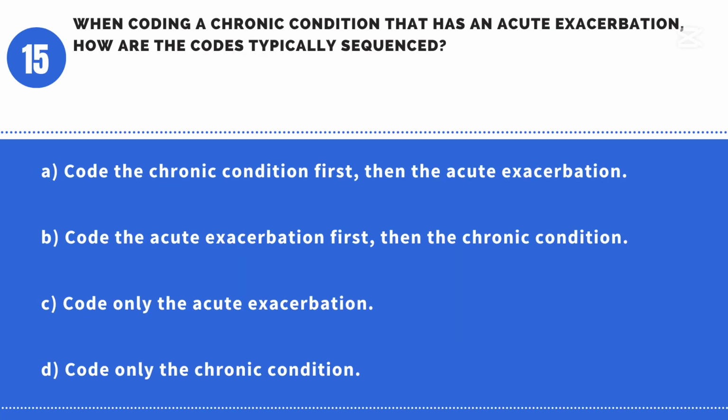Question 15. When coding a chronic condition that has an acute exacerbation, how are the codes typically sequenced? A. Code the chronic condition first, then the acute exacerbation. B. Code the acute exacerbation first, then the chronic condition. C. Code only the acute exacerbation. D. Code only the chronic condition.